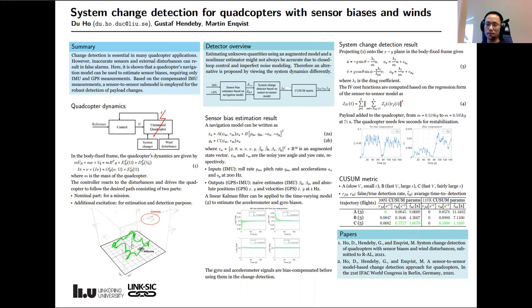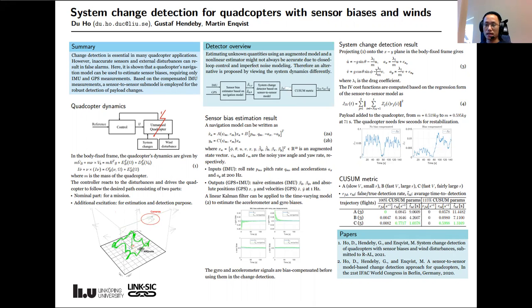For the first step, we use a navigation model, taking the IMU measurement as an input, and we have GPS as output. You can see in the next picture that the estimated sensor bias follows the true sensor bias really well.